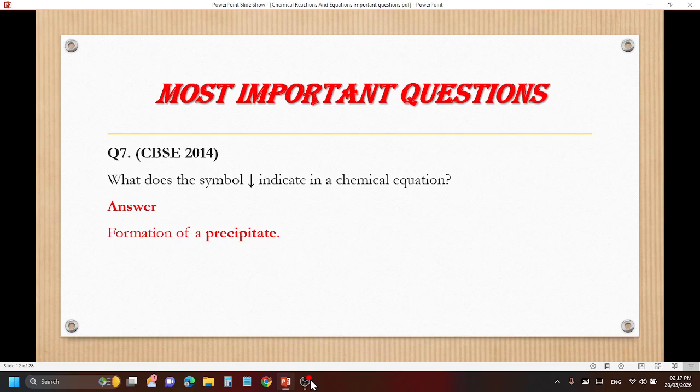One more thing, if a down arrow indicates a precipitate, then what does the up arrow indicate? Comment this in the comment box. So these are the things which can be asked. Sometimes it has been asked. You can see the proof is the CBSE 2014 question.